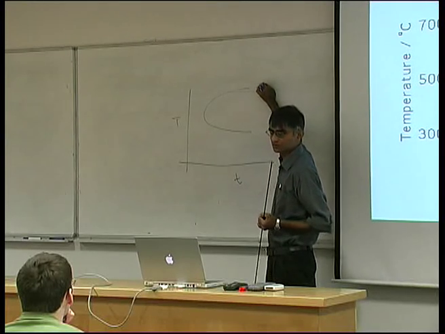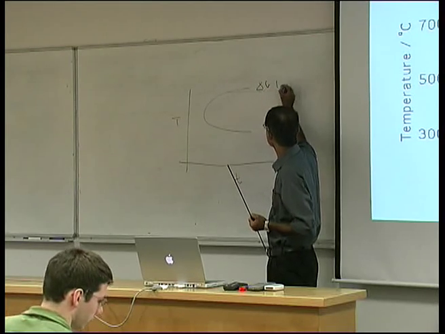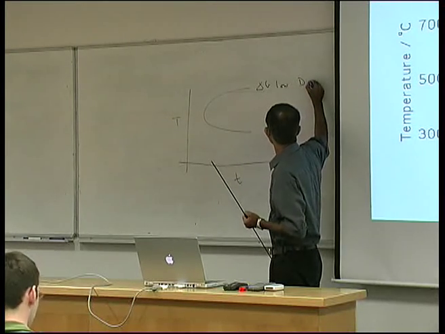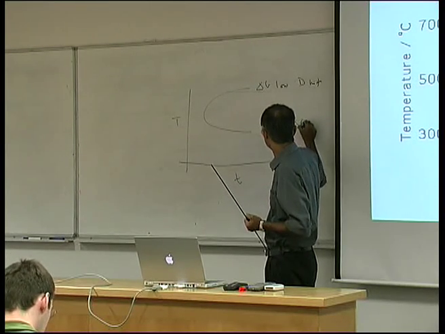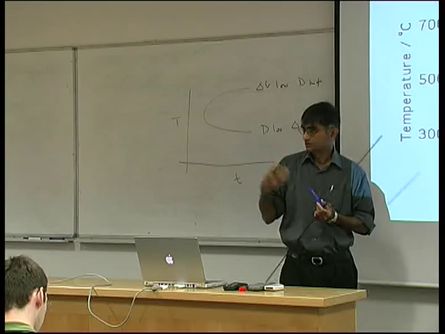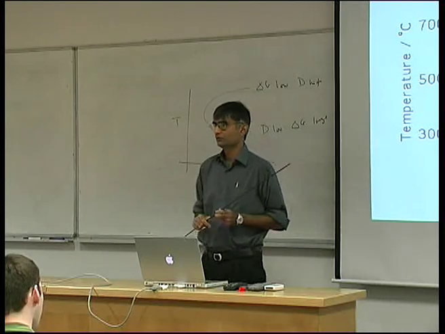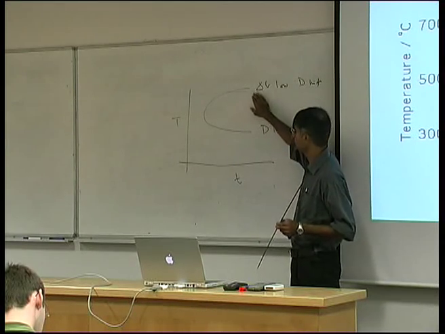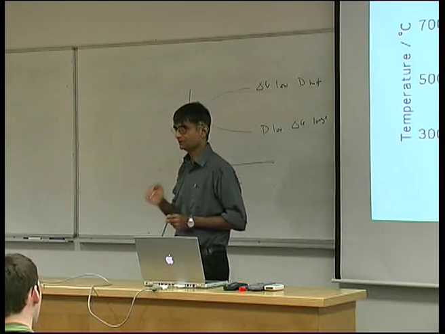Exactly. So at high temperatures, we have a low driving force, so delta G is low, because we are close to the equilibrium transformation temperature, but the diffusion coefficient is high. Whereas at low temperatures, the diffusion coefficient is low and delta G is large. And therefore, at intermediate temperatures, you get a fast rate of reaction. They both are reasonable in magnitude. So any particular reaction will show a C-curve dependence. Here the driving force for transformation is small, here the diffusion coefficient is small, and we have an optimum rate of reaction at intermediate temperatures.